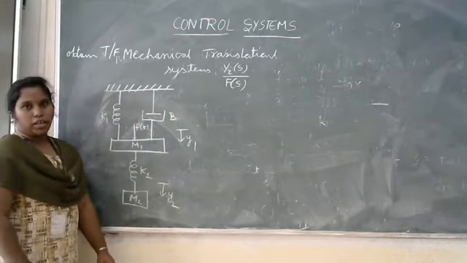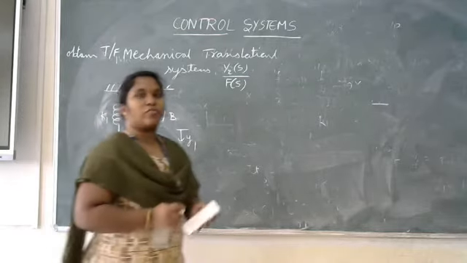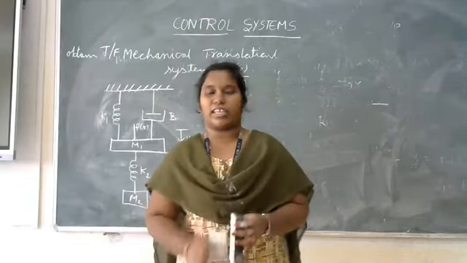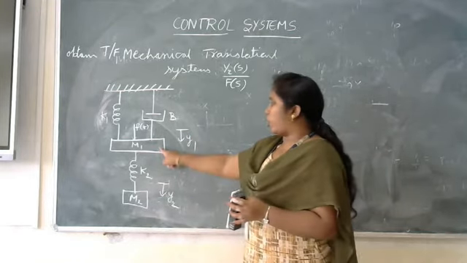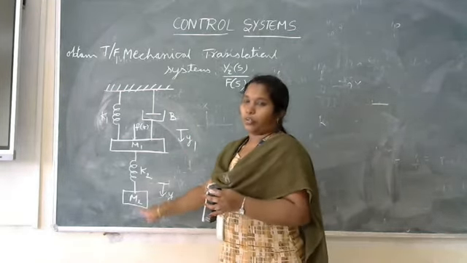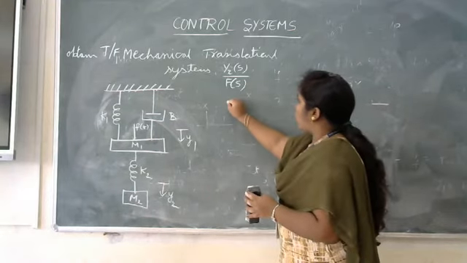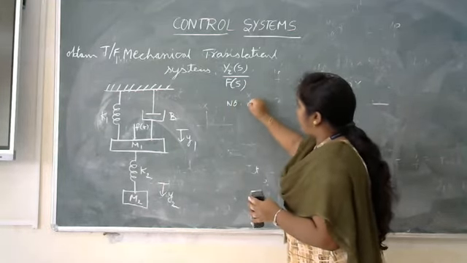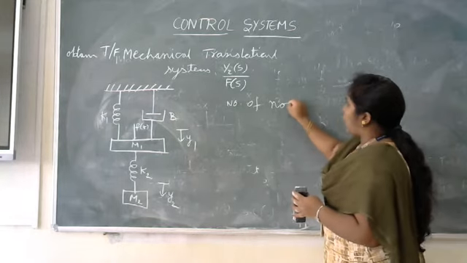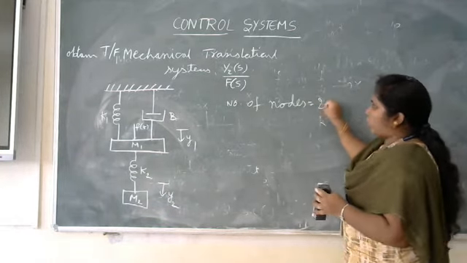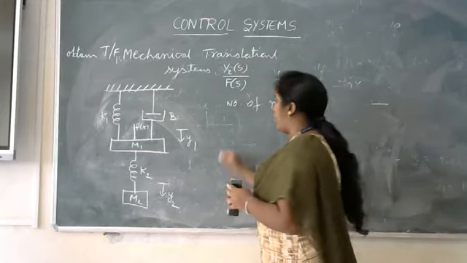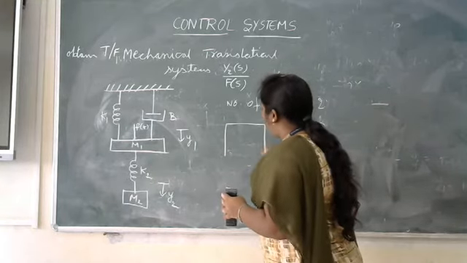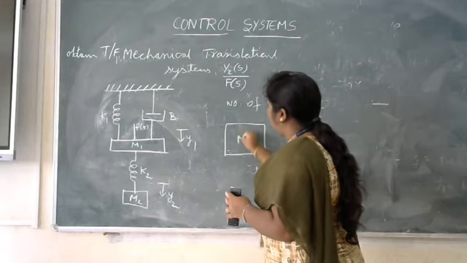How can you determine it? First of all, you have to identify how many mass elements are in the given mechanical translational system. So here how many mass elements are there? Two mass elements. So the number of nodes is equal to the number of mass elements, that is equal to 2. So initially I am considering the first mass element M1. Here I am drawing the free body diagram separately.